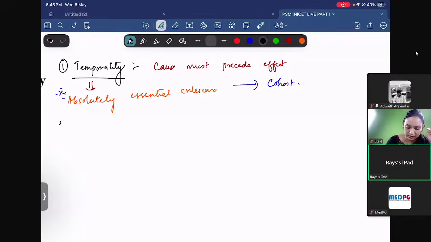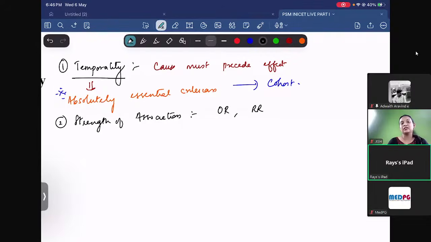The second criterion is strength of association. For calculating strength of association, we have different measures, like the odds ratio in case control studies, and relative risk in cohort studies and RCTs. So these measures give you the strength of association. If you have a strong association, that means this exposure is more likely a causal factor for your outcome. So the stronger the association, the more likely that the exposure is a causal factor. That is the second criterion.